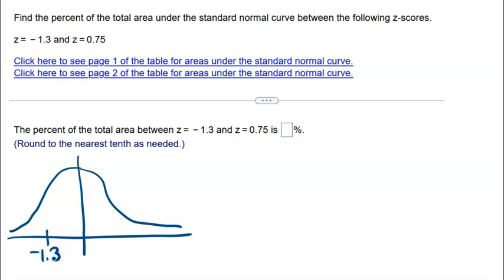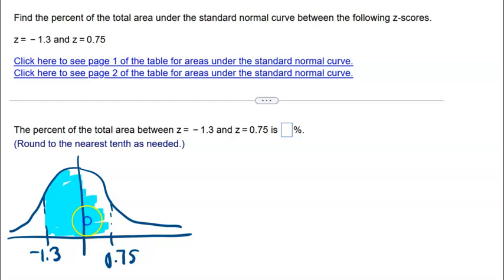Find the percent of the total area under the standard normal curve between the following Z-scores, negative 1.3 and 0.75. This is what we need to be doing. So Z-score of negative 1.3, and then another Z-score of 0.75. Am I trying to be super accurate about where I put these? Not really. Negative needs to be on the left. Positive needs to be on the right. This one on the right is not as far over as this one on the left, but that part doesn't matter as much. I'm trying to find that area under the curve between these two.